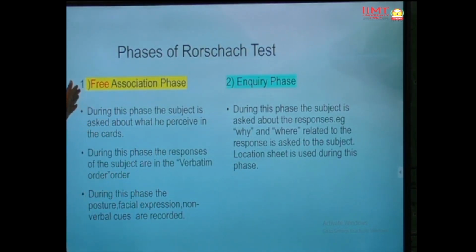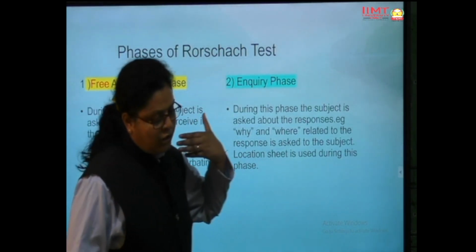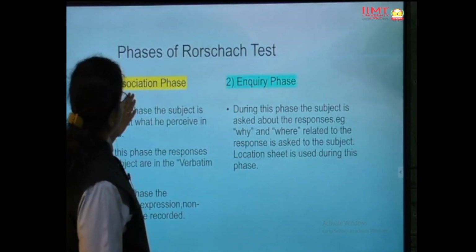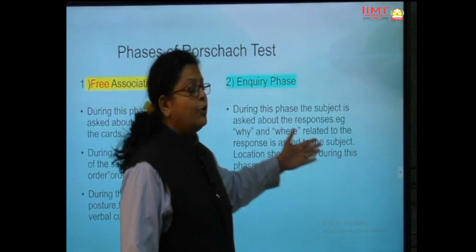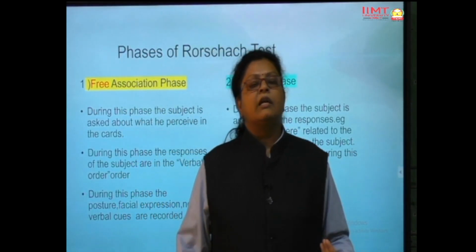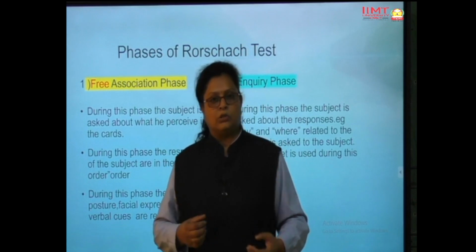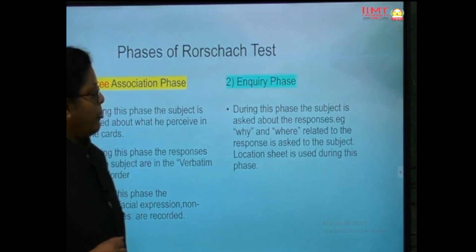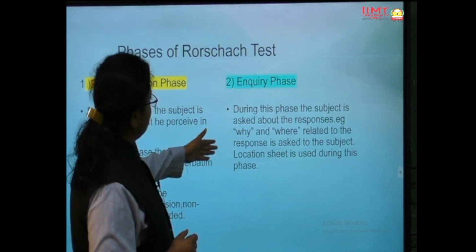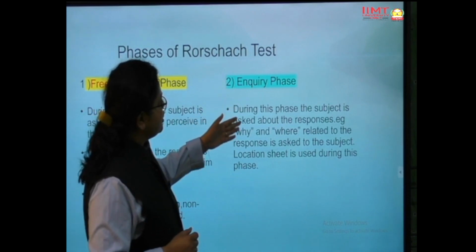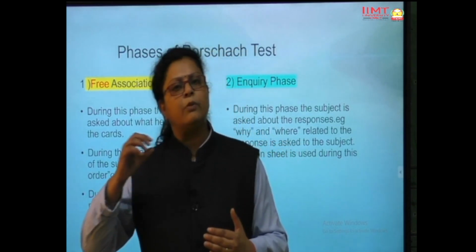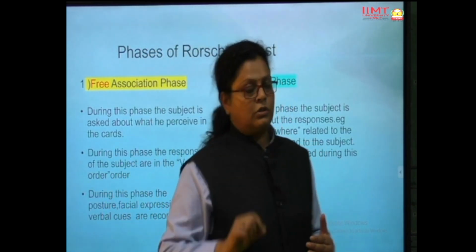Now after the free association phase has been completed, once we have collected all the responses of the subject, the free association phase is followed by the enquiry phase. During this phase, we ask the subject why he has given such a response. What is the purpose of giving such a response? In the enquiry phase, we focus on the details of the response.